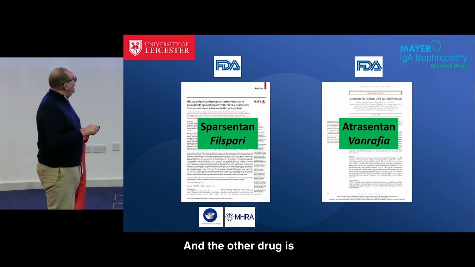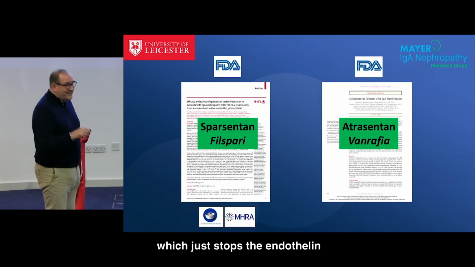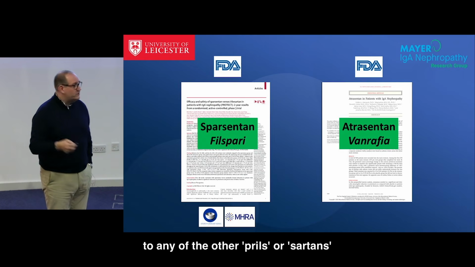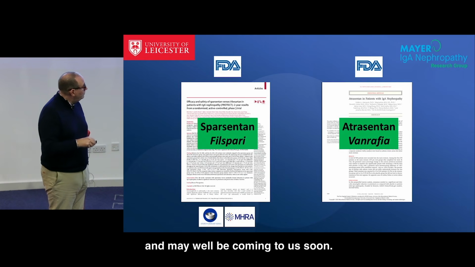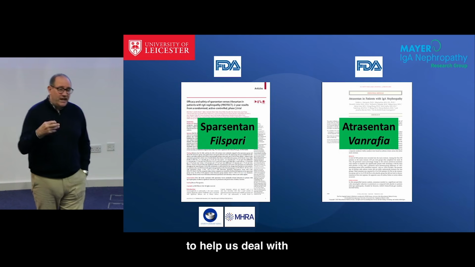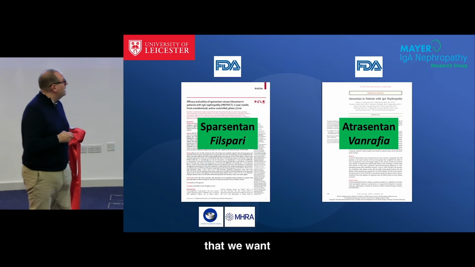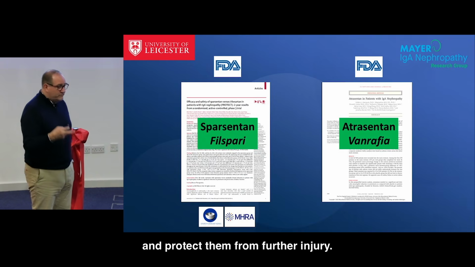And the other drug is a drug called atrasentan, which just stops the endothelin, and then you add it to any of the other prils or sartans that you're on. That's called Vanrafia, and that's available in the US and may well be coming to us soon. So we have these agents now to help us deal with those overworked, hard-working filters that we want to just give them a little bit of a rest and protect them from further injury.